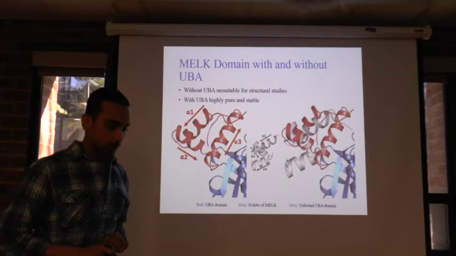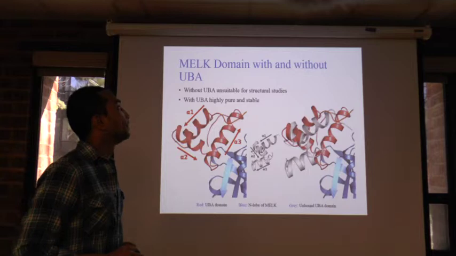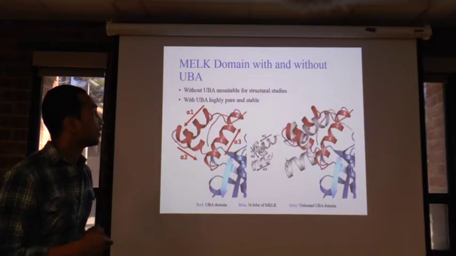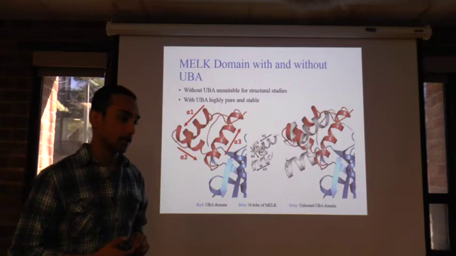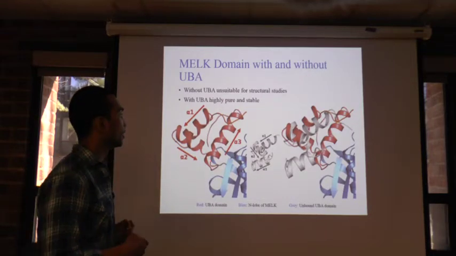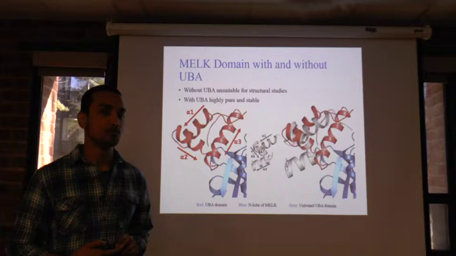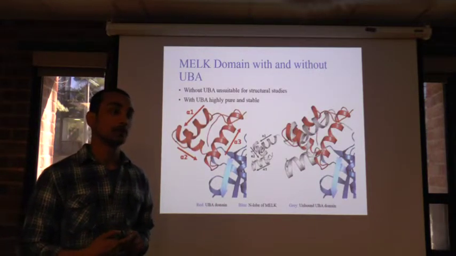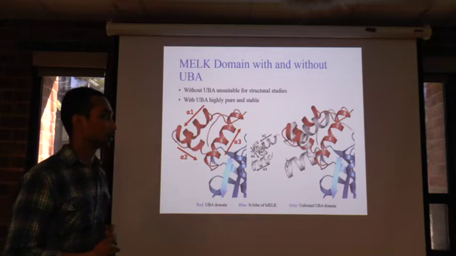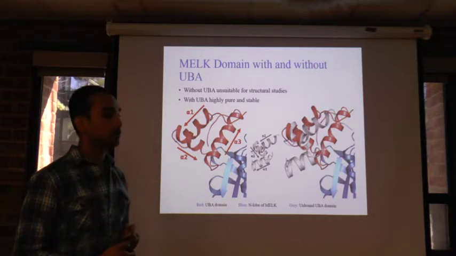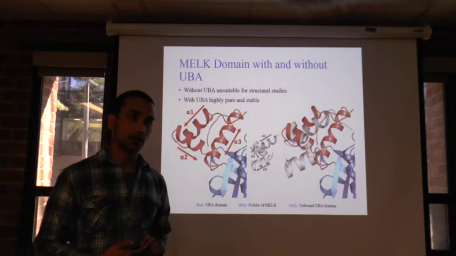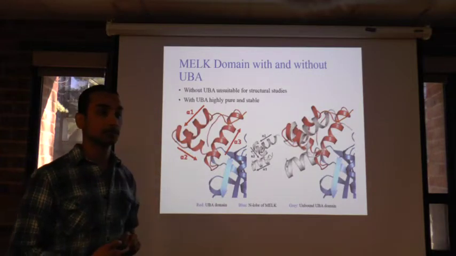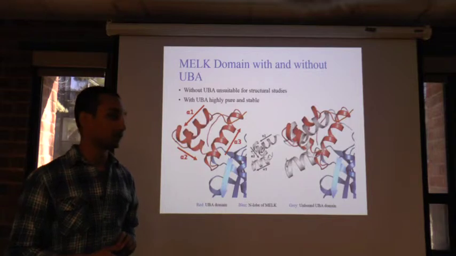So they have performed crystallographic structures of MELK with or without the UBA domain. What they have shown in the paper is that without the UBA domain, there was less yield of purified protein, which was unsuitable for crystallographic studies, whereas with the UBA domain, a high yield of purified protein was obtained, and stable crystallographic structures were also available.